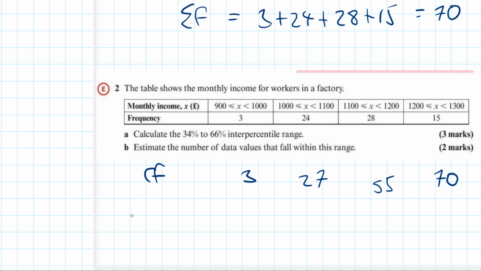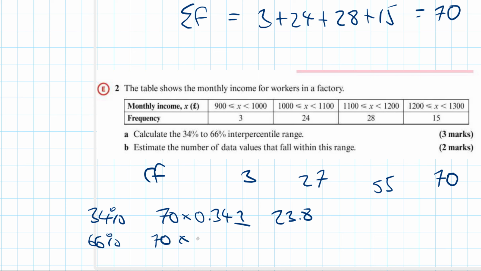So if you want to find the 34%, the first thing we do is find what is 34% of 70. So 70 times 0.34 is equal to 23.8. And to find the 66%, we do 70 times 0.66, which is equal to 46.2. So these tell you the positions of where the 34% and 66% percentiles are.